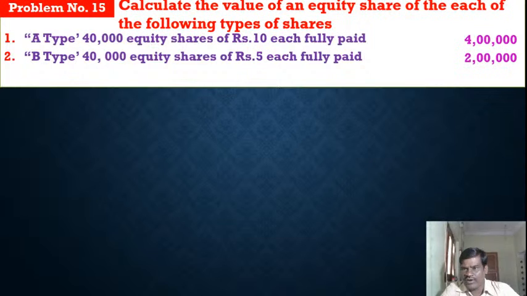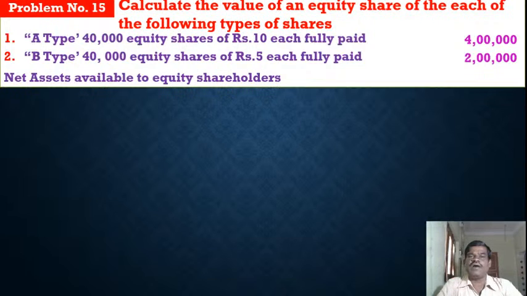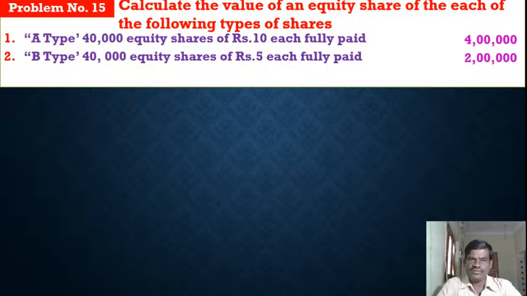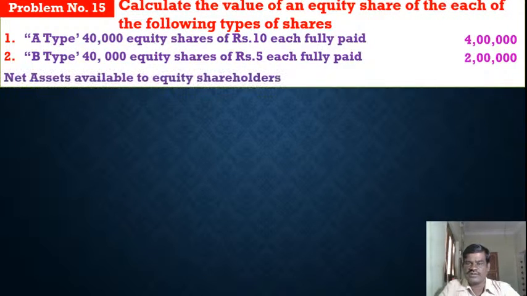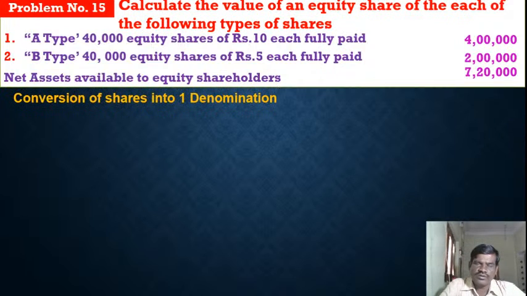40,000 shares into 5, how much rupees? 2 lakh. The net assets available to equity shareholders are rupees 7,20,000. Now first you have to follow the first step, conversion of shares into one denomination.